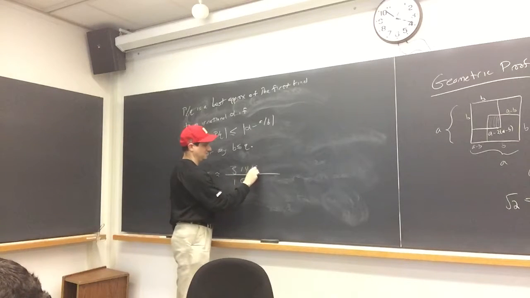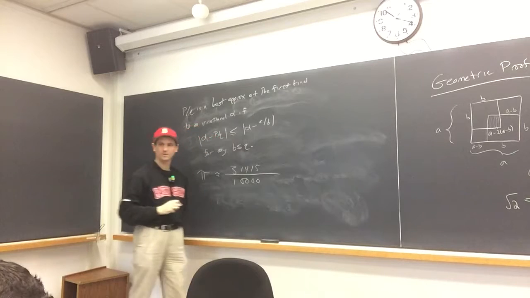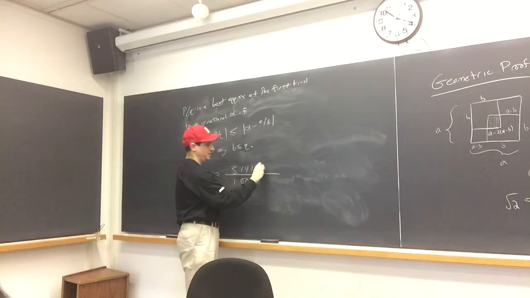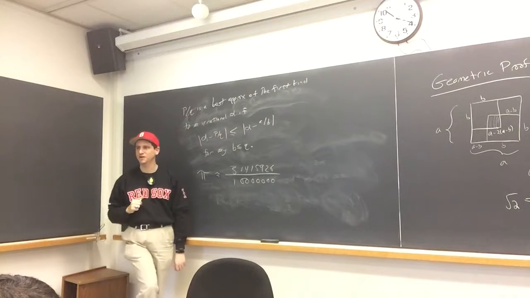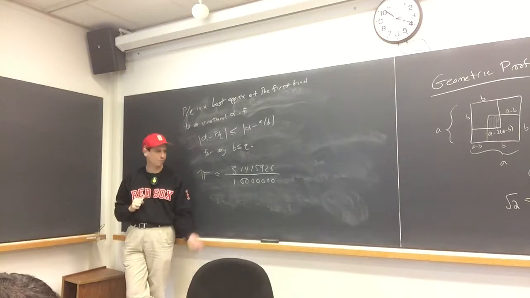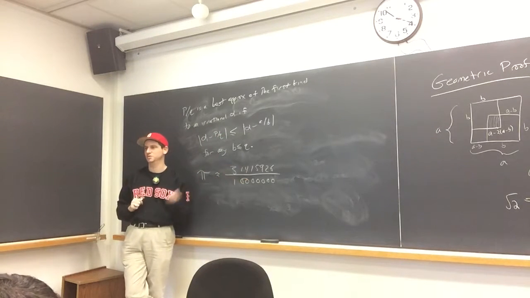Over 10,000. Yeah. I could do 9, 2, 6, and add another 3 here. It's really not that hard to write approximations to pi. And if I want to get more digits, I just add more terms.